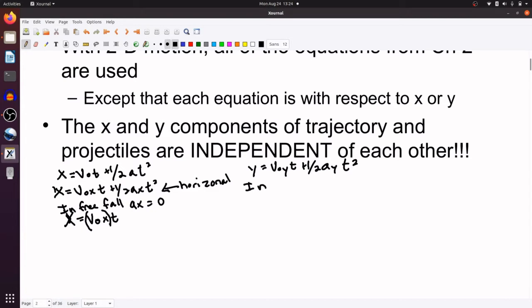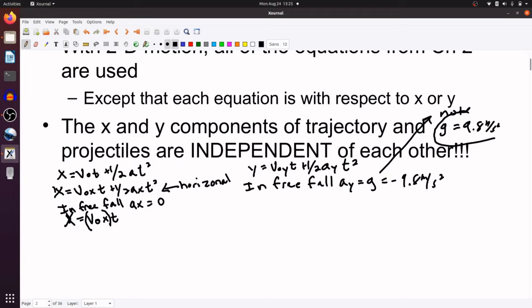And very similar in free fall, and not all of your problems are going to be in free fall, but most of them I believe will. And when you're in free fall, your a y is generally equal to g, which is then equal to a negative 9.8. So this is your first instance with the letter g. g is the acceleration of gravity. Note for later chapters that g is just equal to 9.8. This is the actual value.